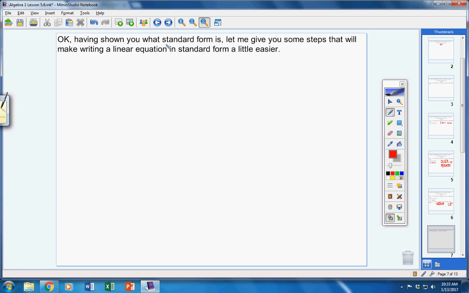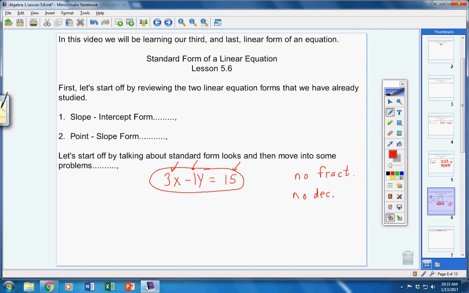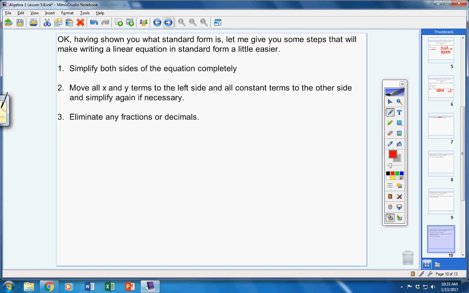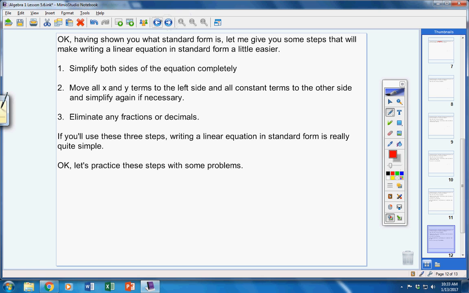So I was showing you what standard form is. X term first, then Y term, then equal sign, then constant term. Now I want to give you some steps that will make writing a linear equation in standard form a little easier. Now I'm probably going to go way too fast and you have to pause the video, okay? But that's alright, and here they are, 3 steps.